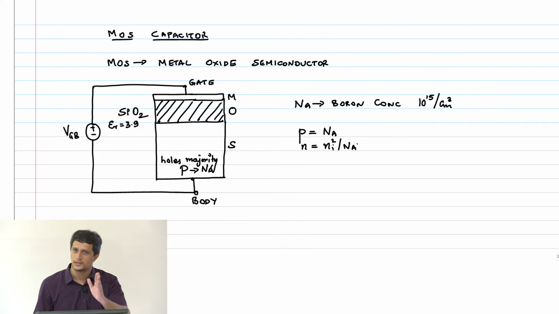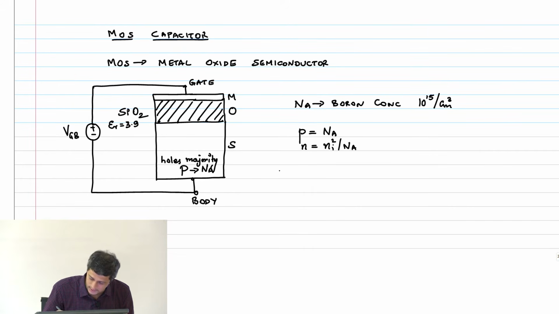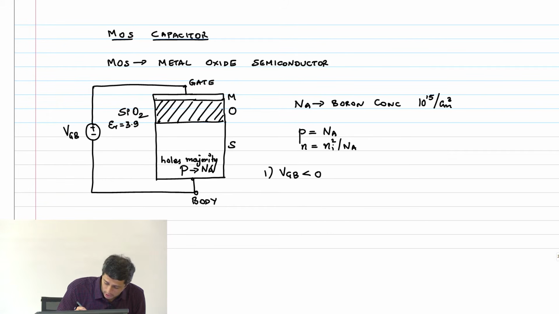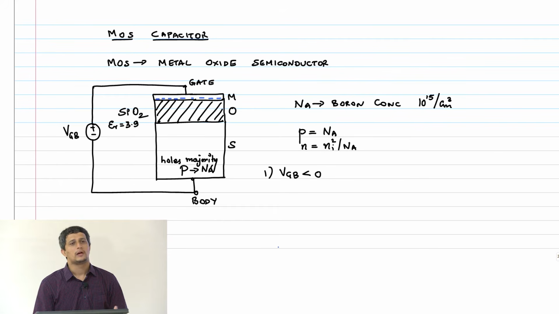Okay, so now what do I do? First I'll apply a negative voltage on this VGB. I'm going to consider three cases. VGB is less than 0. So what will happen here? You have negative charges on this metal here, right? You'll have negative charges sitting here because the gate is negative with respect to the body, and that has to attract holes. It needs positive charges across the oxide for the electric field to terminate, right?